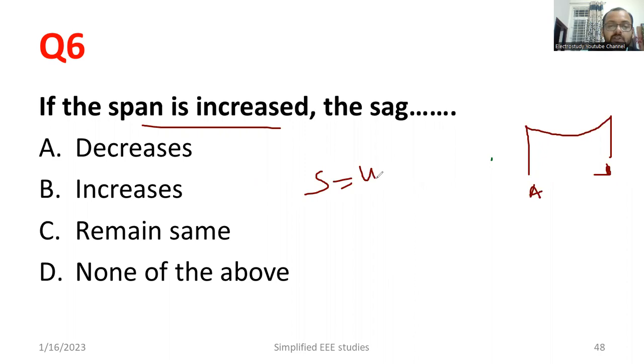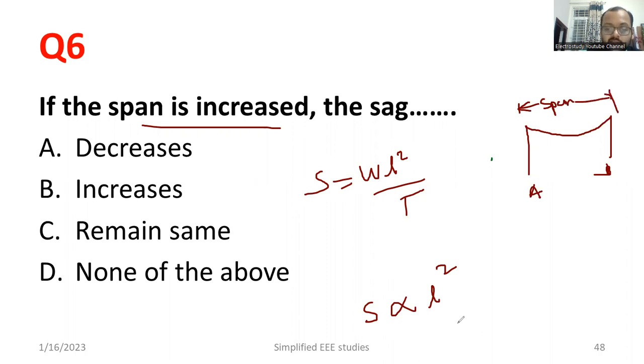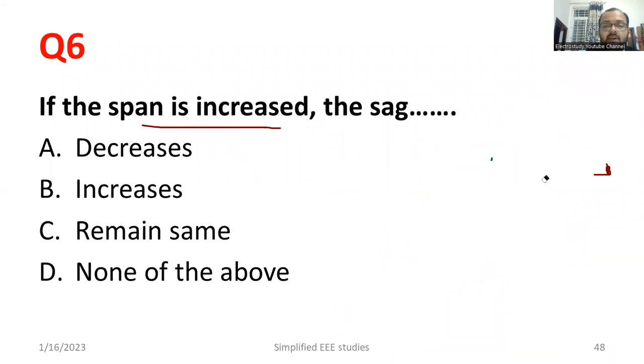Sag can be calculated by using the formula WL square divided by T. From this expression, sag is directly proportional to length square. If the span is increased, this is your span. Span is nothing but distance. What happens if the span is increased? Length will automatically increase. Obviously the sag is also getting increased. So I would like to choose option B. Why? Because sag is directly proportional to the length square. So the relation says that as the span increases, sag will also increase.